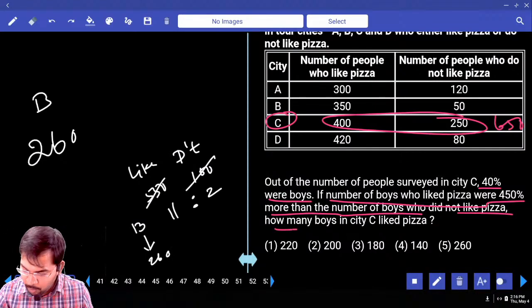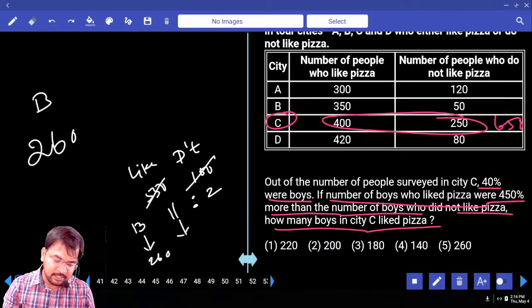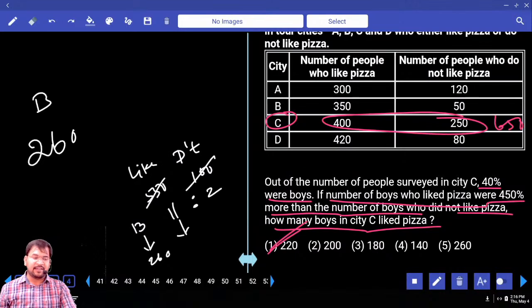Now they are asking how many boys in city C liked pizza. Pizza liked is what? 11 parts, right? So 220. Each part is 20. 11 parts is nothing but 220.